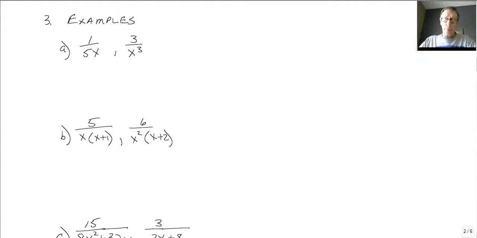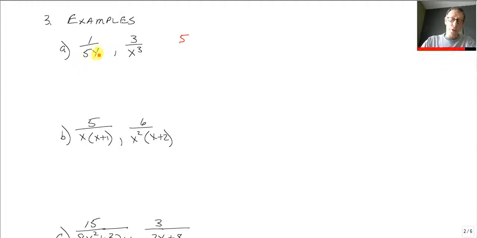So for this particular problem, I have 1 over 5x and 3 over x cubed, and I want to find the least common denominator. So let's start, and we've got a 5. So we have a 5 as one of the factors in the denominator. And let's look at the next term, and we don't see a 5, so obviously that 5 has to be the one with the highest power.